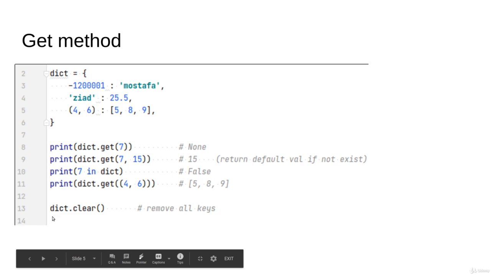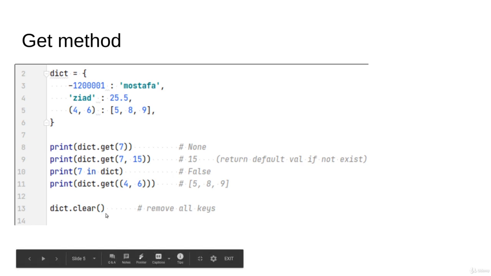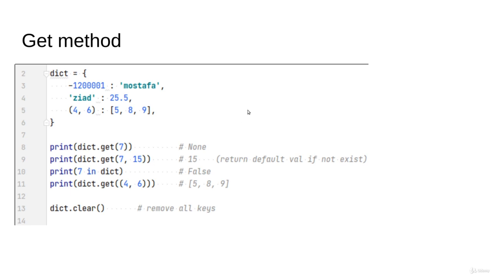If you try to write dictionary.clear, like anything, when you clear it, you just unbind all the keys from the values and remove the keys. So this is what happened here. We removed all the keys from the dictionary.